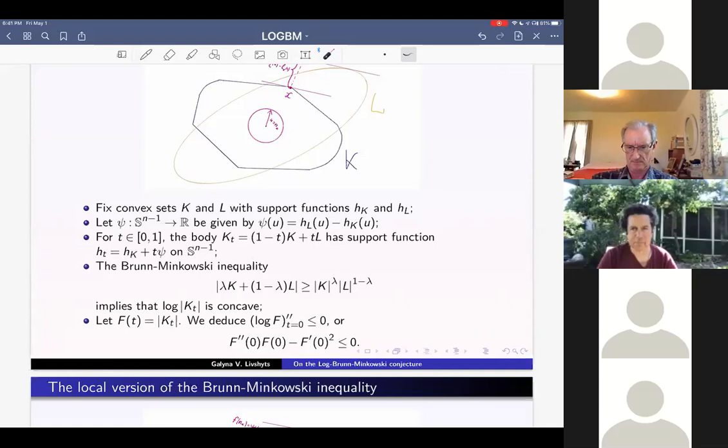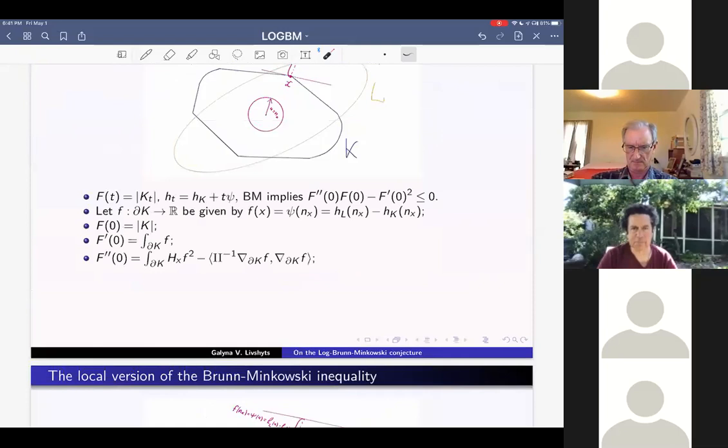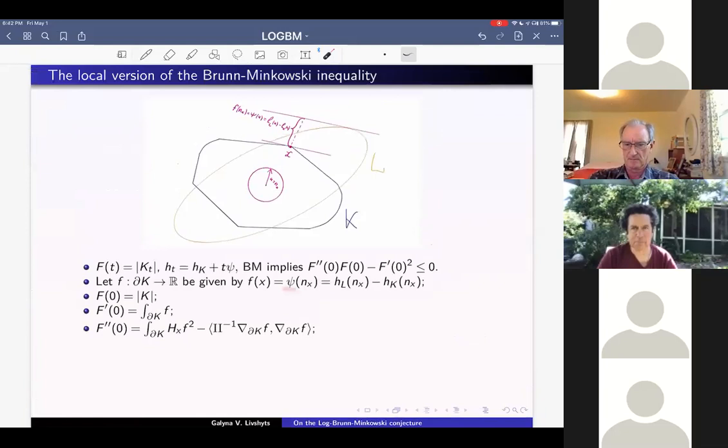So let me repeat this inequality here for this function f, where h_t is again a separate function of time of a set K at time t. So let's pass from the sphere, where the function psi was the difference of the support functions, to the boundary of K and consider psi evaluated at the normal vector. Then what will those derivatives look like? Well, f of zero is just the volume of K_0, and K_0 is just K.